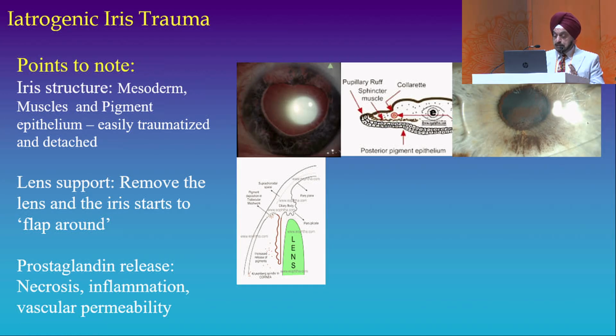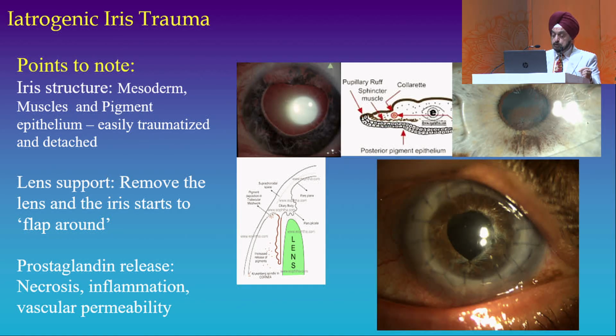The lens gives good support to the iris. If the lens is not there, the iris flaps around, and a floppy iris like that can be easily sucked into instruments or prolapse from the anterior chamber. That makes it a little more vulnerable.